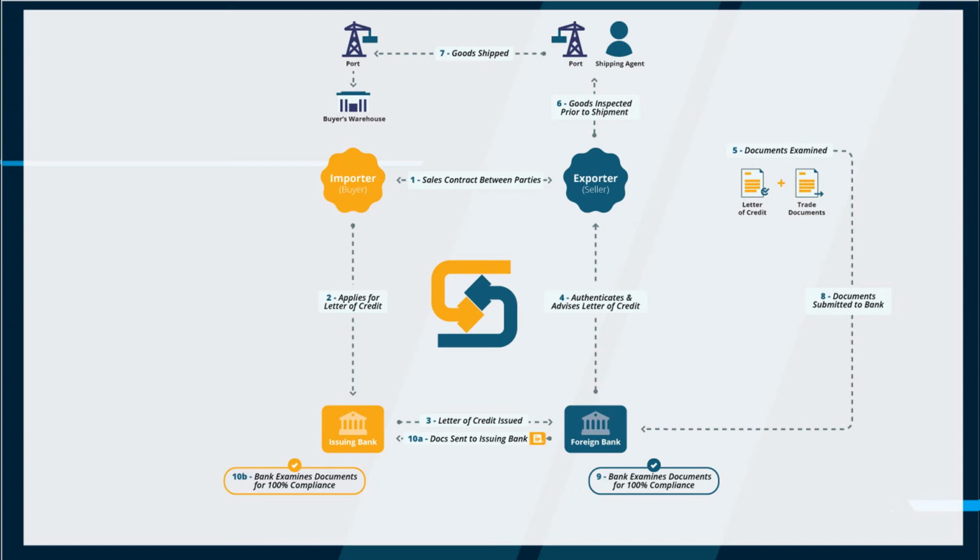The issuing bank will review the trade documents and also ensures they are 100% compliant to the requirements of the LC. If all terms have been met, the issuing bank will make payment to the foreign bank. The foreign bank then sends payment over to the exporter. The exporter then makes payment to the issuing bank to receive the trade documents, and it's a closed deal.